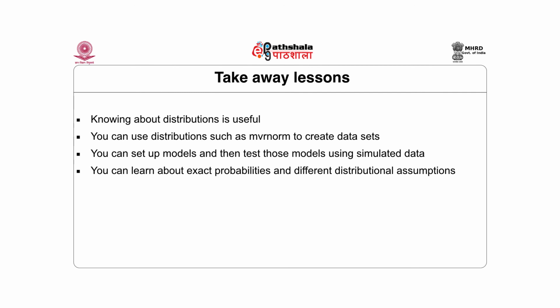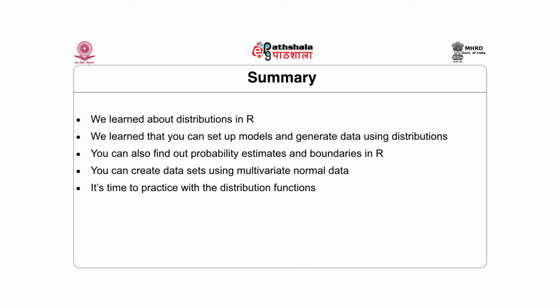You can learn about exact probabilities and different distributional assumptions using R. So in summary, we have learned about distributions in R. We have learned that you can set up models and generate data using distributions. You can find out about probability estimates and quantiles and boundary conditions in R from your distributions. You can create data sets using multivariate normal data.